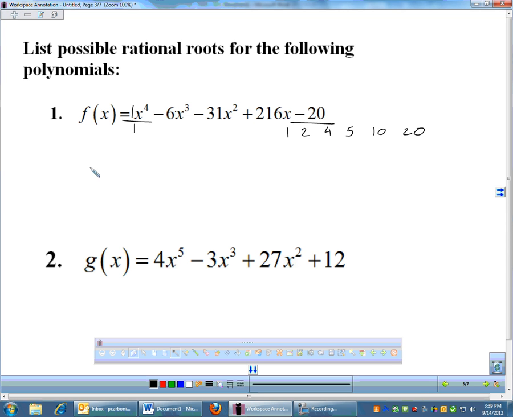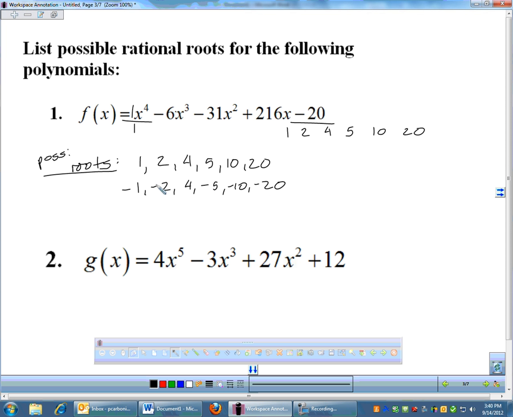So to list my possible roots, I should specify that they're possible because every one of these won't work. There's only a few of them that might work. I'll just do factors of 20 over factors of 1. So I'm going to start with 1 over 1, which is 1. 2 over 1, 4 over 1, 5 over 1, 10 over 1, and 20 over 1. And their negative counterparts, so also negative 1, negative 2, negative 4, negative 5, negative 10, and negative 20.